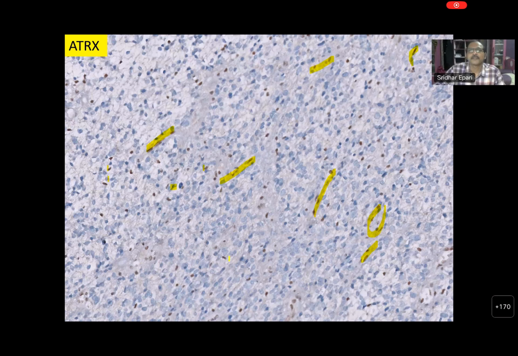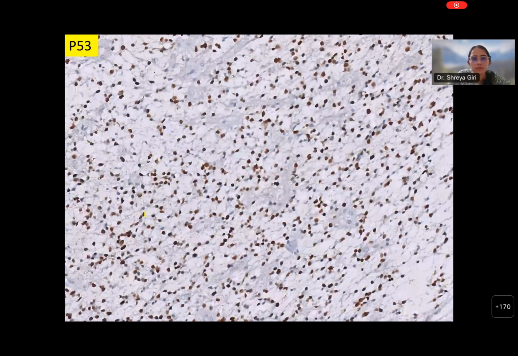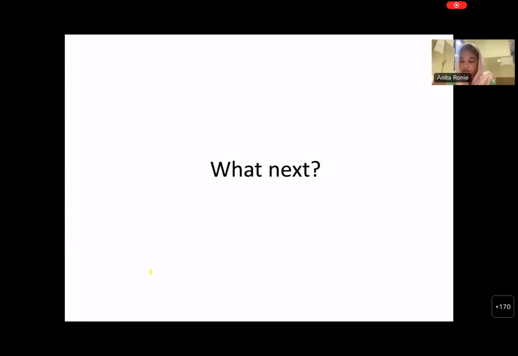This is P53. How will you interpret P53 here? It is positive, sir. Positive, a mutant type phenotype. So what next now? What's the difference between this case and the previous cases? The phenotype is more or less similar; the first two cases also showed ATRX loss. It is closer to the second case: ATRX loss, IDH negative, P53 positive. But the location is different. It's a deep-seated thalamic lesion, and that was a more cortical lesion.